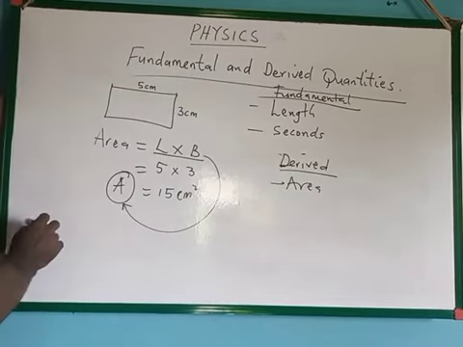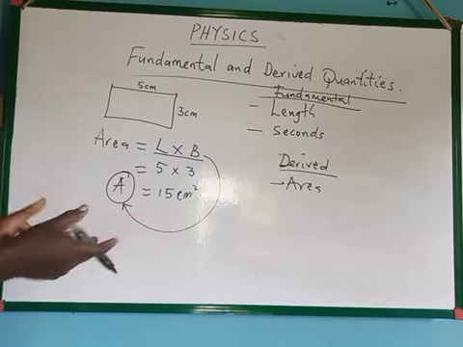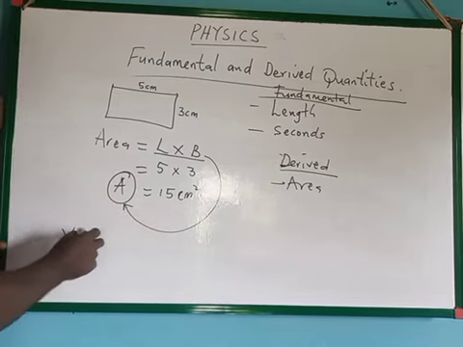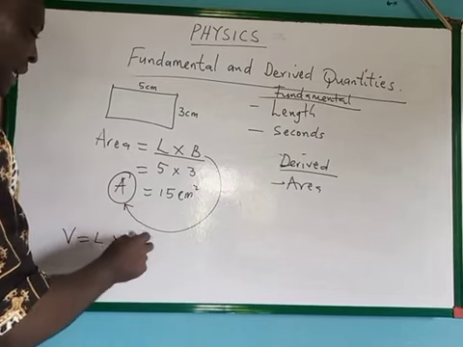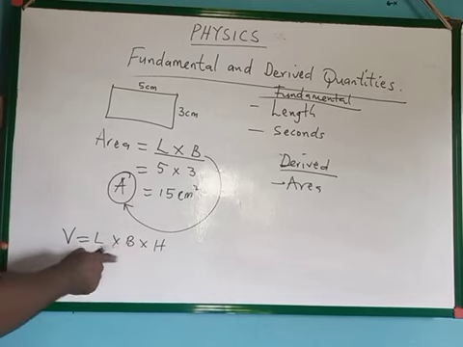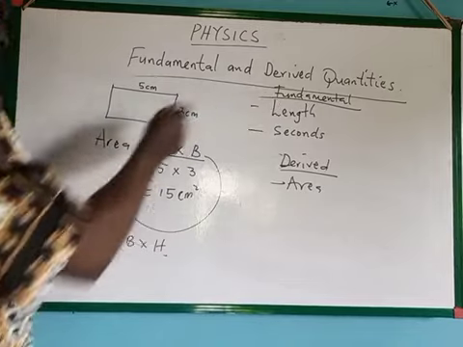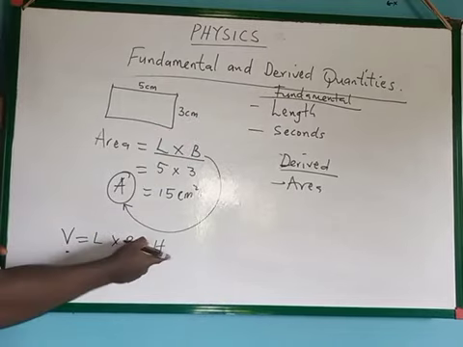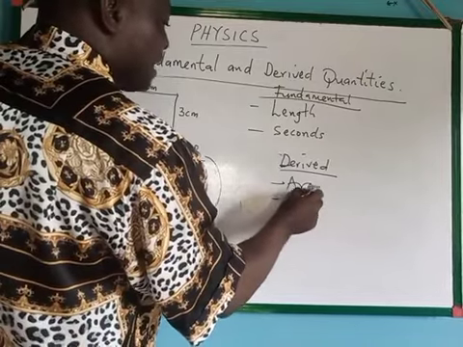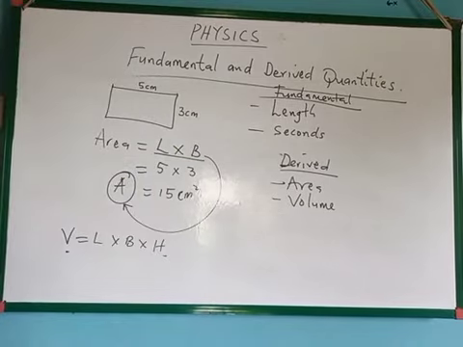Now, let us look at another one. If I want to calculate volume, I will not measure volume from anything using any instrument. What do I do? I will calculate it. Length times breadth times height. So the length, the breadth, and the height are all what? Fundamental quantities. All of them are lengths. So they are examples of fundamental quantity length. But the volume, I use these fundamental quantities to get the volume. So volume becomes another derived quantity, an example of derived quantity.